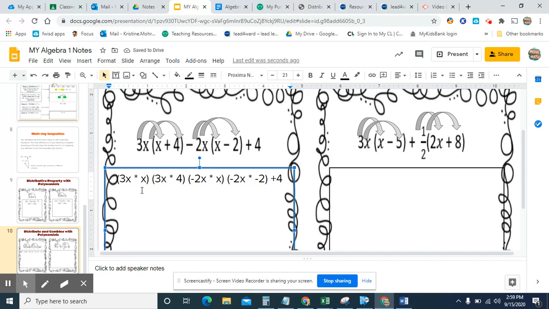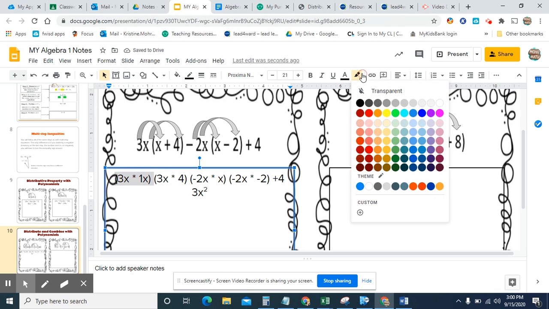As I multiply them, I'm going to just highlight them so I know I've completed it, because it can get to become a lot. So 3x times x. Remember, if you want, you can put a 1 in front, but when it's just the variable, there is the invisible 1 in front. So 3 times 1 leaves me with 3. x times x is x squared. So this first one is done. I'll highlight it. Let's say green.